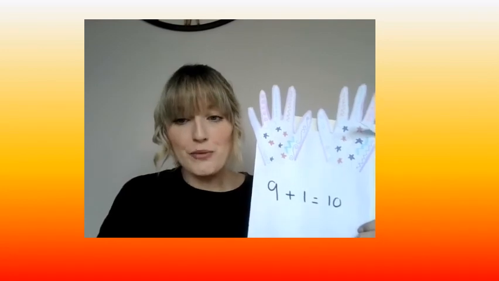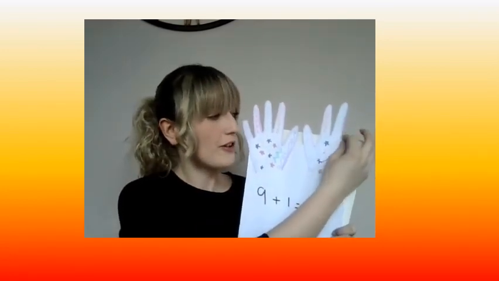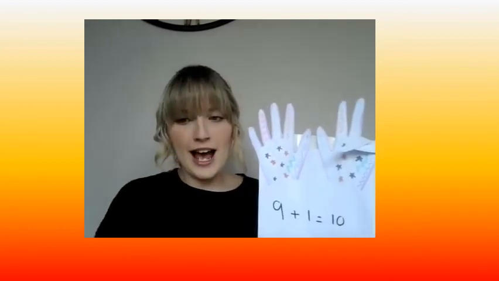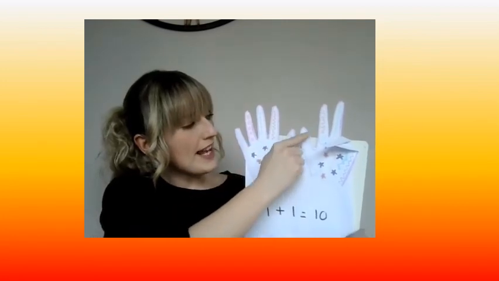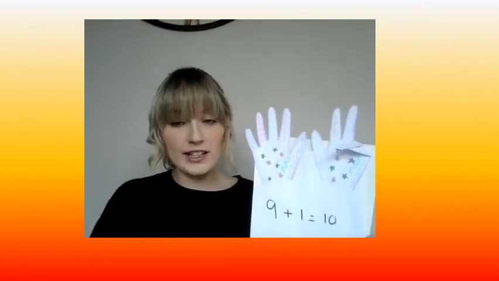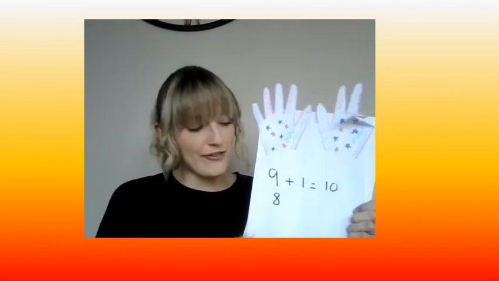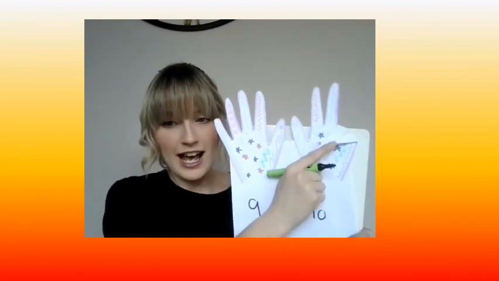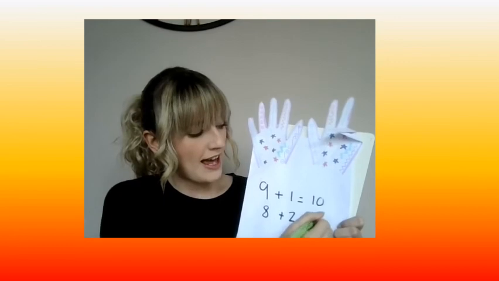Now we're going to put another one down. So let's put another finger down. I'm going to fold it down like that. So now we've got 1, 2, 3, 4, 5, 6, 7, 8 fingers up. So I've got 8. And how many fingers down have I got? Can you see? I've got 2 down, so 8 and 2 is 10.